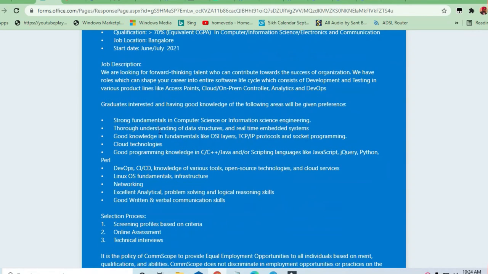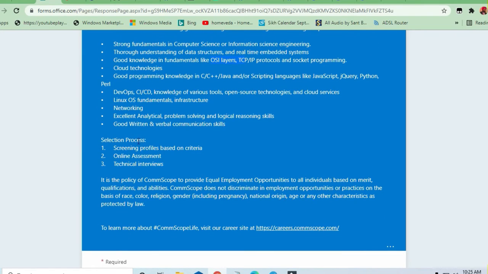So guys, the most prominent skills required here are C, C++, and scripting languages like JavaScript, jQuery, Python, and Perl. These are the main things the company will focus on, and you should know OSI layers, TCP/IP protocols, and socket programming. Cloud technologies are a plus, and if you are good in this, you can go ahead. They are asking for Perl also.